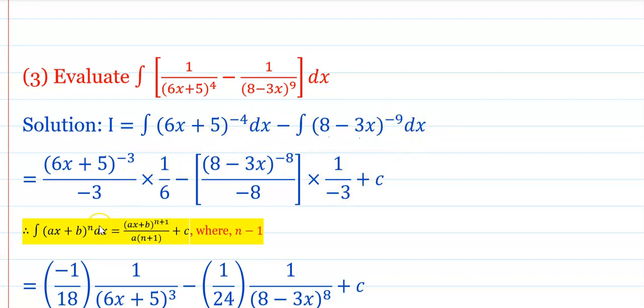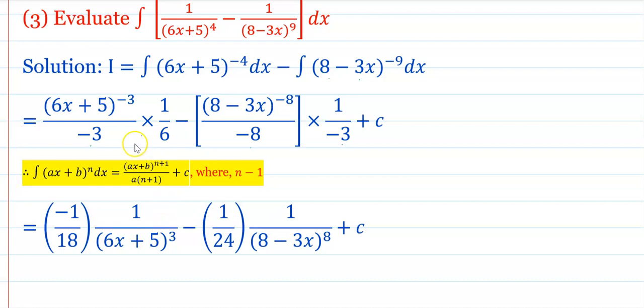While finding the integral again: minus 4 plus 1 is minus 3, upon minus 3 into 1 upon the coefficient of x, which is 6. Here is a minus sign. (8 minus 3x) to the power minus 9 plus 1 is minus 8, upon minus 8 into 1 upon the coefficient of x, which is minus 3, plus c. Then evaluate this. What is this? Minus 3 into 6, minus 1 upon 18.